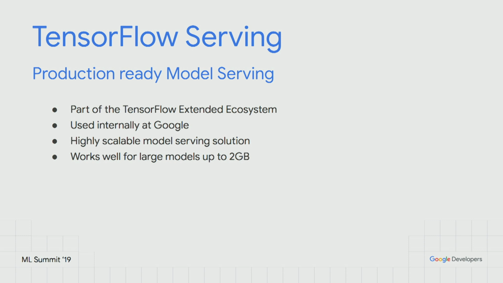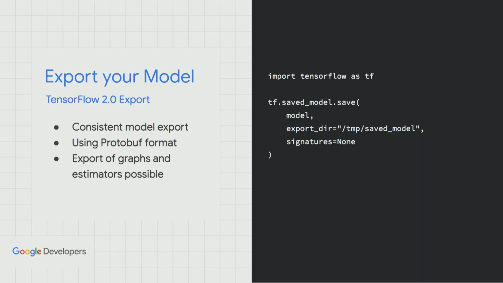It has been battle tested at Google for many years, and I think it was open sourced around 2 years ago. And it's highly scalable. It allows you to deploy models easily for up to 2 gigabytes. The reason we're getting to this 2 gigabyte limit is just that the protobuf file format, which is used internally, has a 32-bit limit. But there are ways around it. So let me show you how you can quickly deploy machine learning models.